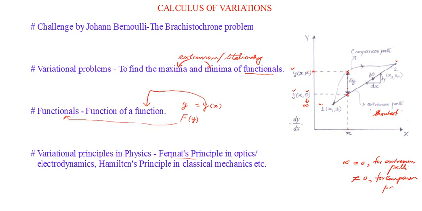The extremum path is a unique path. Now you can look at the diagram. Corresponding to the same x, I'm taking the difference in y between two points, one point on the extremum path and another point on the comparison path. The difference between a point on the extremum path and a point on any of the comparison paths for the same value of x is represented by delta y in the diagram, and this delta y is known as the variation in y.